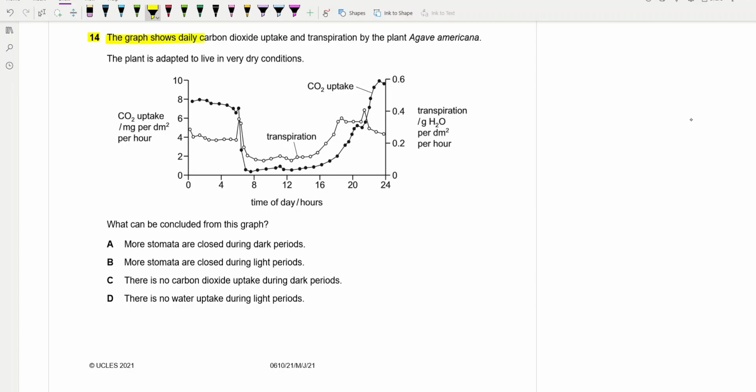Question number 14. The graph shows daily carbon dioxide uptake and transpiration by the plant Agave americana. The plant is adapted to live in very dry conditions. The graph shows the CO2 uptake, time of day, and transpiration. What can be concluded from this graph?